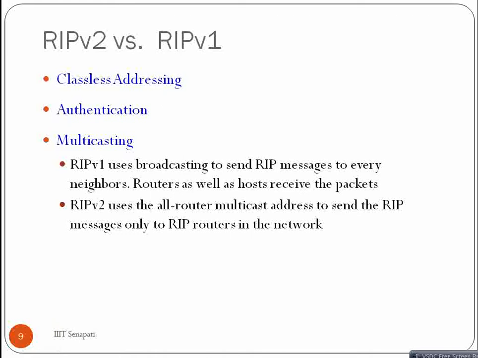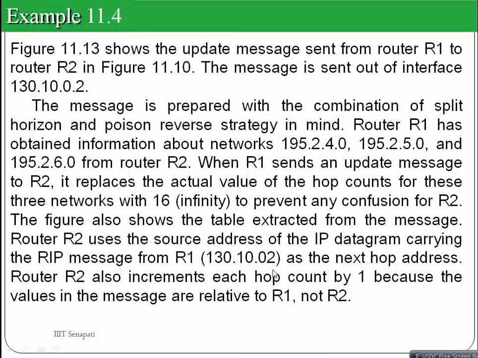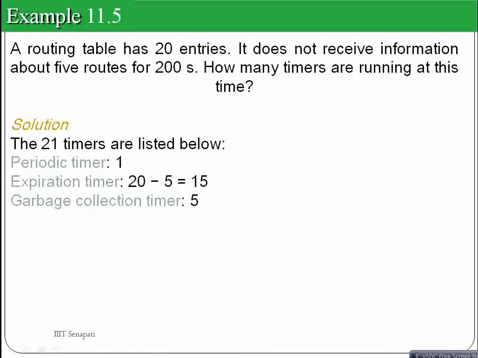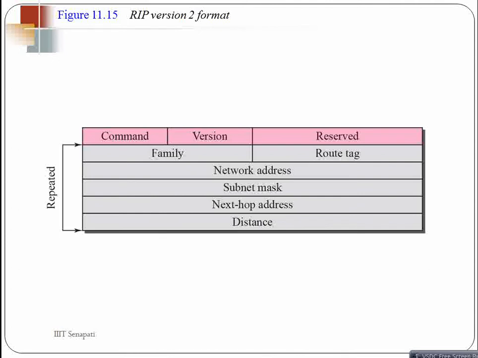Now there is something called version 1 and version 2 of RIP. There are very few changes, but a few important things. This is the packet format of version 2. Along with the earlier things, you can see one new thing here, it is route tag.